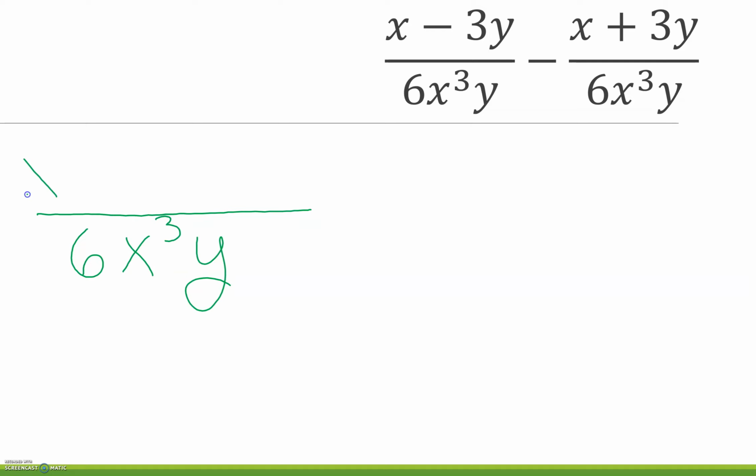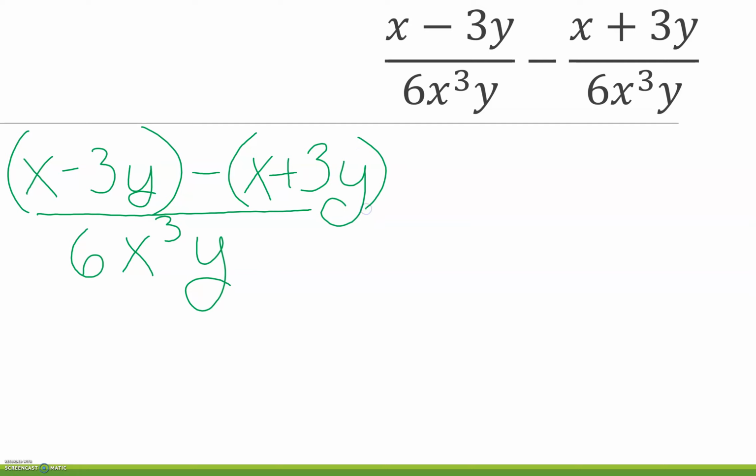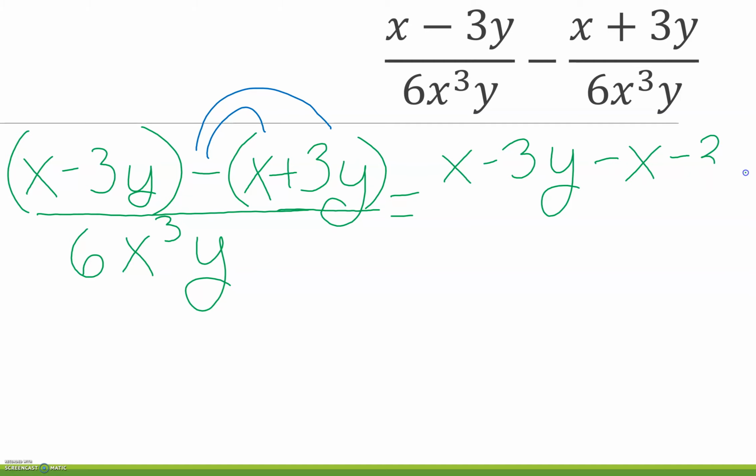So I first have my x minus 3y. I have my minus sign. And I'm going to subtract the quantity x plus 3y. Now that minus sign is going to be distributed to both terms here. So now my numerator would be x minus 3y. So this is still the same as what we had there. Then we have minus x minus 3y. And that's all over 6x cubed y.